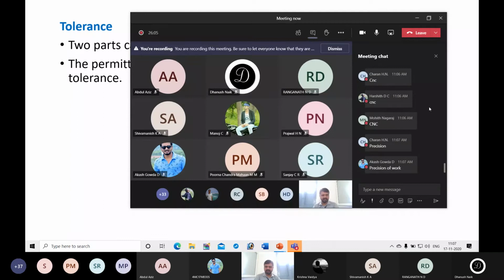Okay, so in metrology and measurements, you use the term least count of the measuring instrument. What do you mean by least count of a measuring instrument? Least count is the smallest measurable value in the instrument. Similarly, in a CNC also there is a term called BLU. What is the full form of BLU?